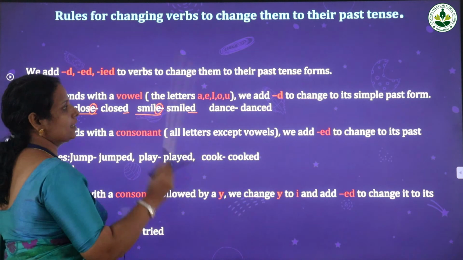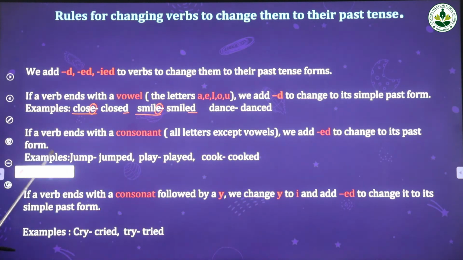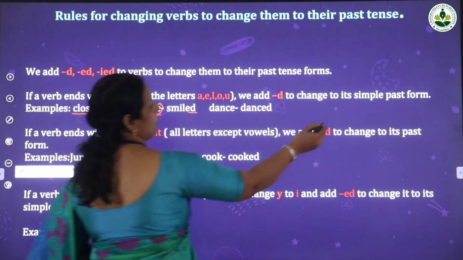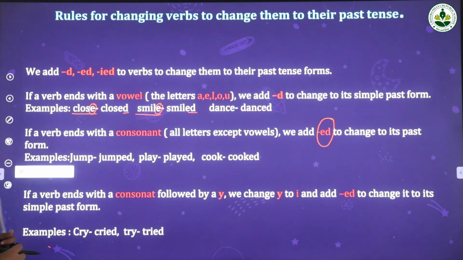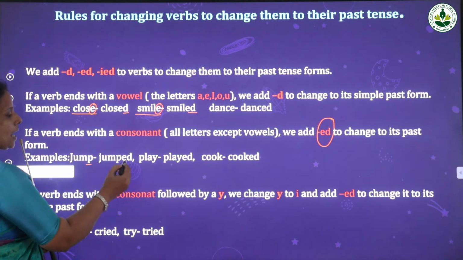Dance, danced. Then the second case: if a verb ends with a consonant, that means all the letters except vowels. Other than A, E, I, O, U, the other letters are called consonant letters. If a verb ends with a consonant, we have to add ed at the end of the verb. Then you will get the past form. For example, jump, J-U-M-P. The verb ends with a consonant, P is a consonant. So to form the past form, you just add ed at the end.